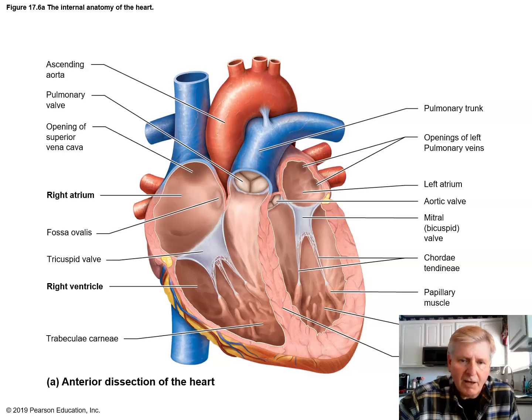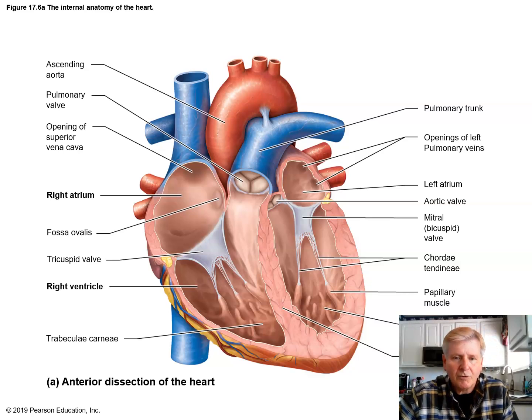Whereas the AV valves, or atrioventricular valves, are the valves between the chambers, the left atria and left ventricle, and the right atria and right ventricle. You have 3 cusps in your right AV valve, and you have only 2 cusps in your left AV valve. And that's what we call the left AV valve, the mitral valve, or the bicuspid valve, because it has 2 cusps. Cuspid, that's the shape of the valve leaflet. And then on the right AV valve, you've got 3 cusps.